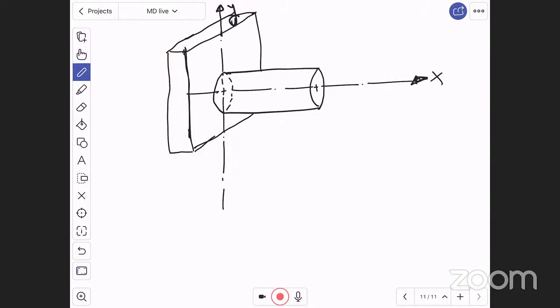Now, our target is to join this pipe with this plate. And let us say the plate is having YZ dimension. This axis for the plate is the Z axis. Right. Here, this axis is the X axis. And vertical axis is the Y axis. These are the axes.